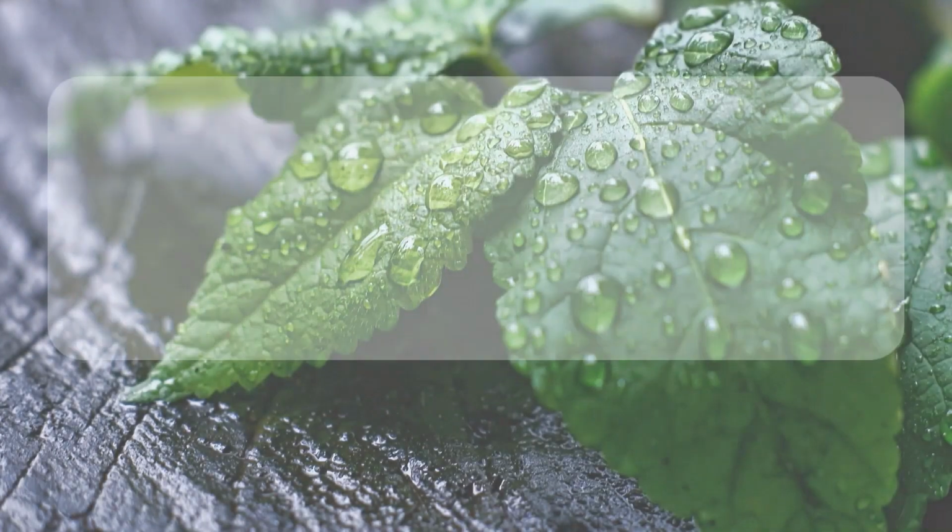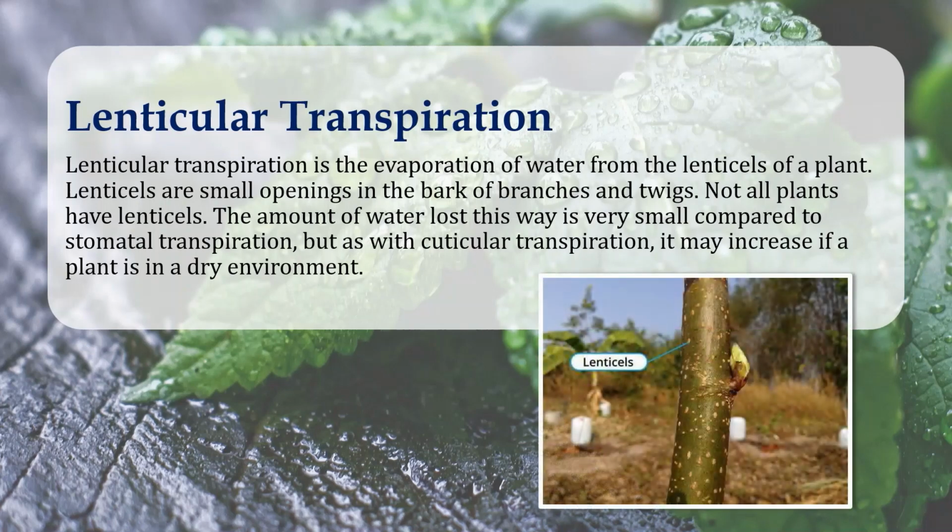Now we are going to know what is lenticular transpiration. Lenticular transpiration is the evaporation of water from the lenticels of the plant. What are the lenticels? Lenticels are small openings in the bark of the branches and twigs. Not all plants have lenticels. The amount of water lost this way is very small compared to stomatal transpiration. But as with cuticular transpiration, it may increase if the plant is in a dry environment.